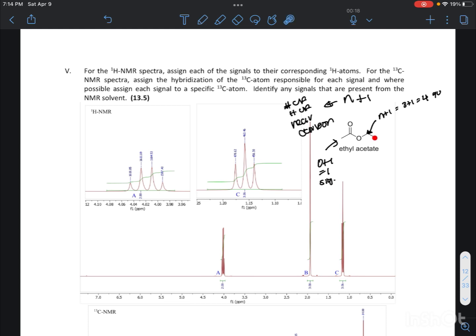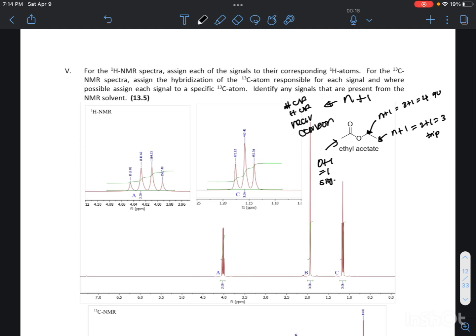And then let's go ahead and do this one. This one is a CH3 group. For this, we have to look at the neighbor, which is the CH2 group. So you do 2 plus 1, which will be 3. So again, for this one, N+1, which is 2 plus 1, is going to be a triplet. All right, so that's that. Now we have that assigned.